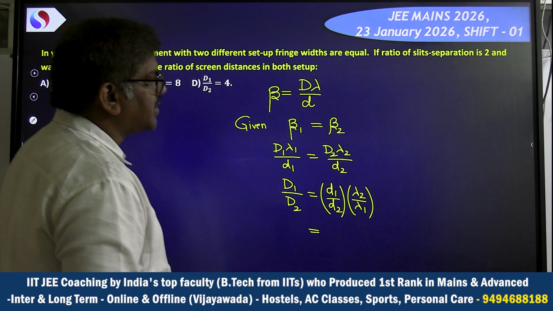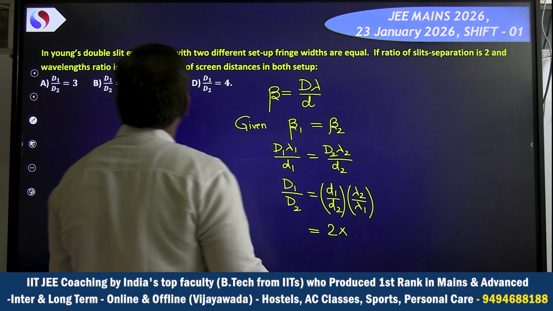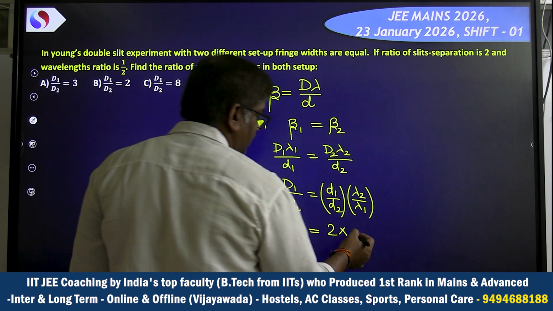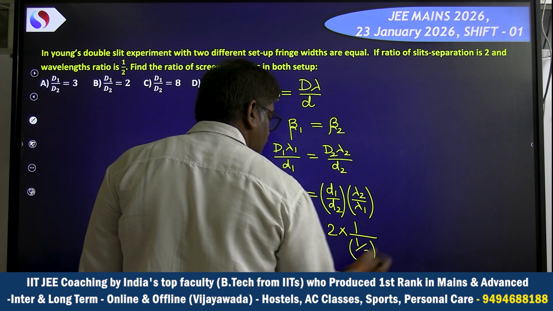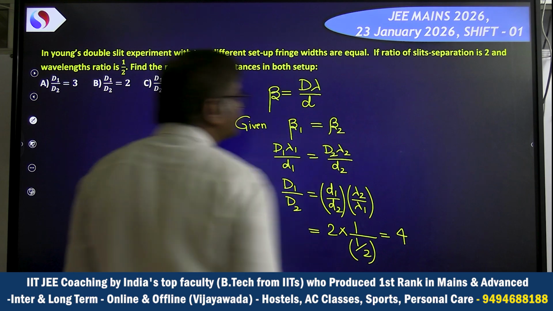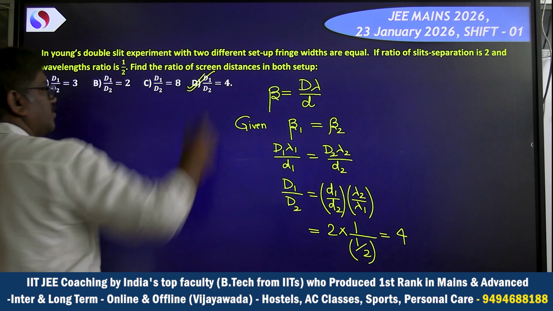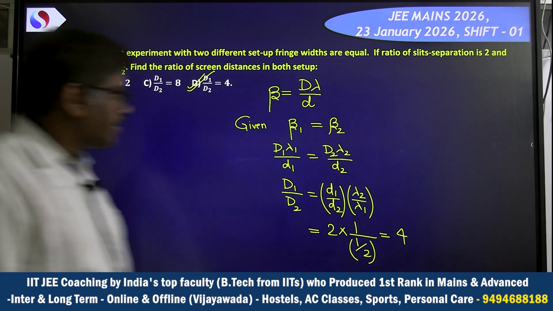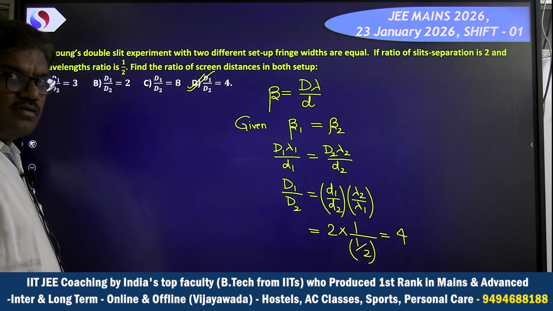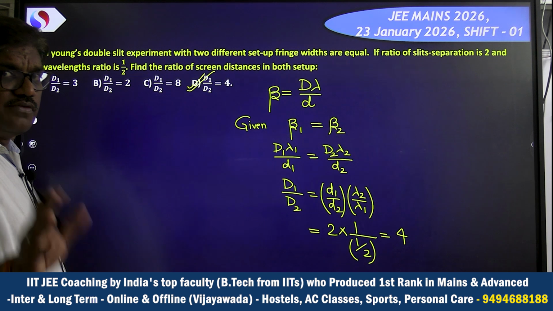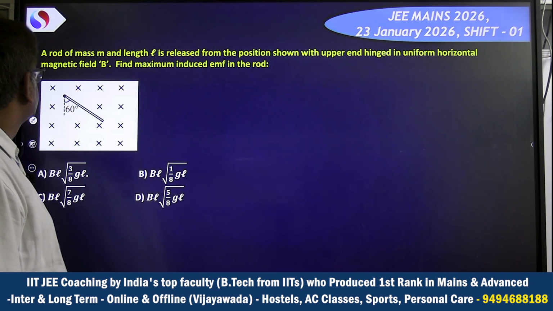So the ratio of the slit separations is given to you as 2, and the ratio of the wavelengths is given to you as 1 by 2. So this is 1 upon 1 by 2, which is 4. 2 into 2 is 4. The correct answer is 4. We are going with option D in this case. Very simple again, quite easy. Till now, some of the questions are calculative, but concept-wise they are straightforward, easy questions.